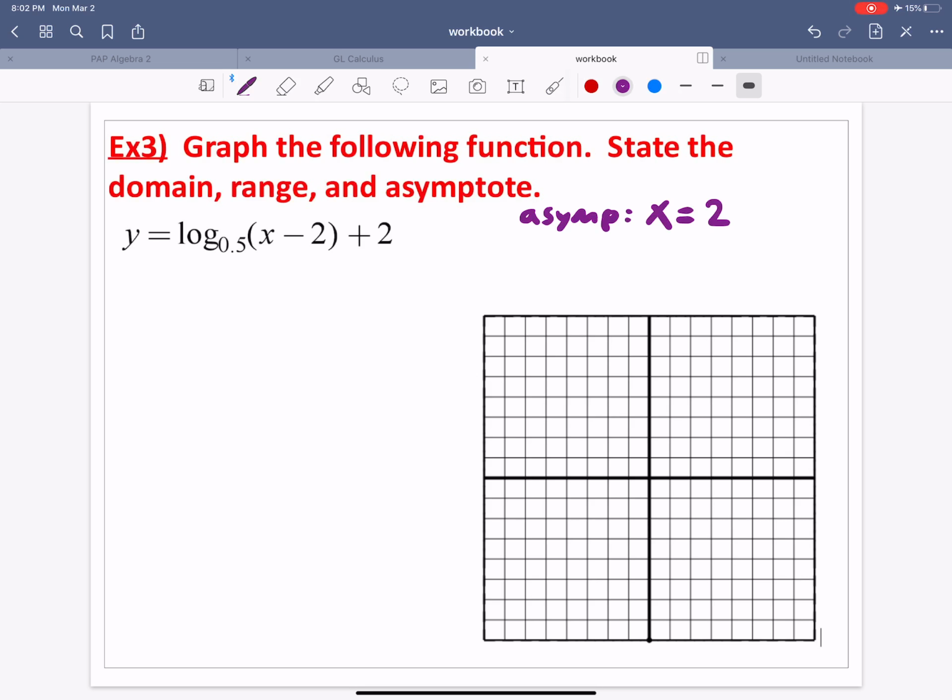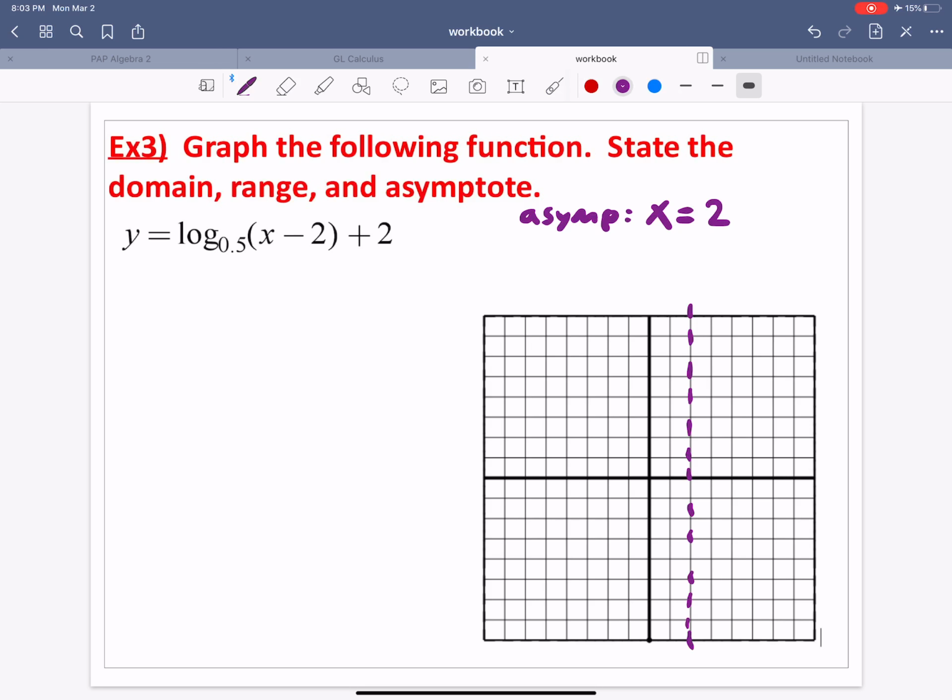Remember, on the h values, you don't trust the sign. You always take the opposite sign. So if it shows -2, that h value is actually +2. Let's draw that asymptote in. So x equals 2. Okay, next step, rewrite it as an exponential.